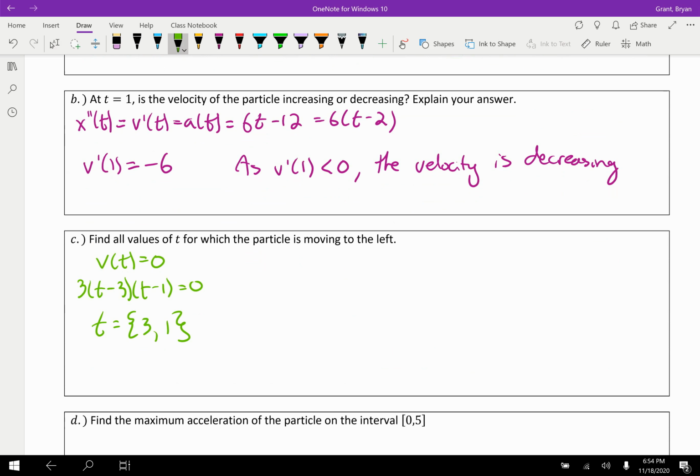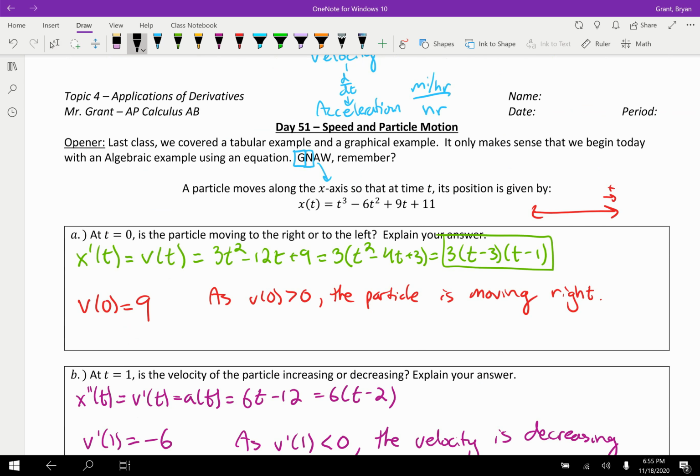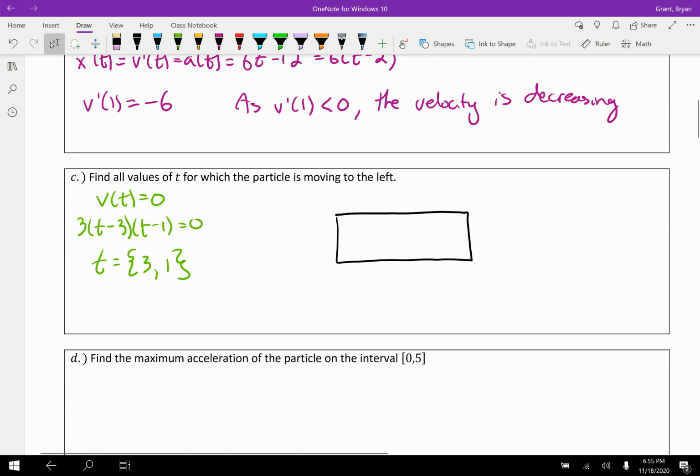So what did we find? We found the times at which the particle is not moving. So we've clearly not answered the question yet. Let's build ourselves a friendly little sign chart. What do we know about this? They didn't tell us anything about time. They didn't give us an interval. So you can say negative infinity to infinity.